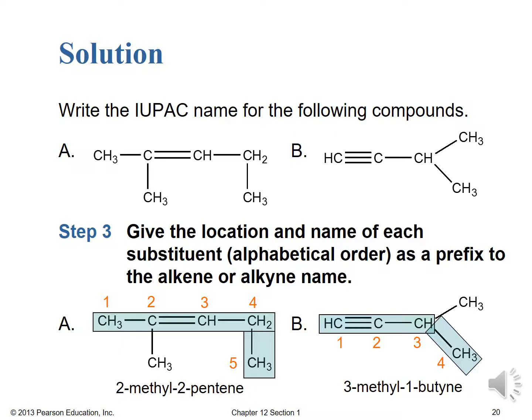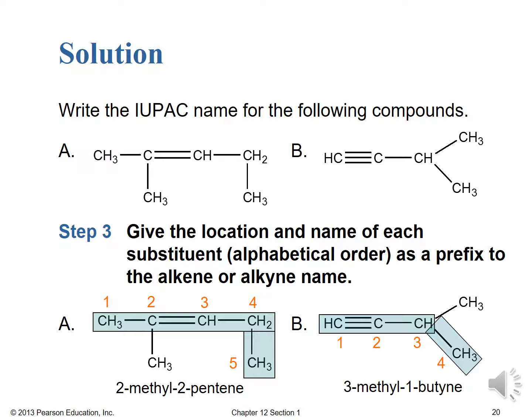For B, we look, and again, of course, the first carbon in our lowest numbered chain that has the triple bond is carbon 1 of the triple bond. So we have a 1-butyne. It could have been a 2-butyne if the triple bond was between carbons 2 and 3, but then we couldn't possibly have had a substituent on carbon 3 there.